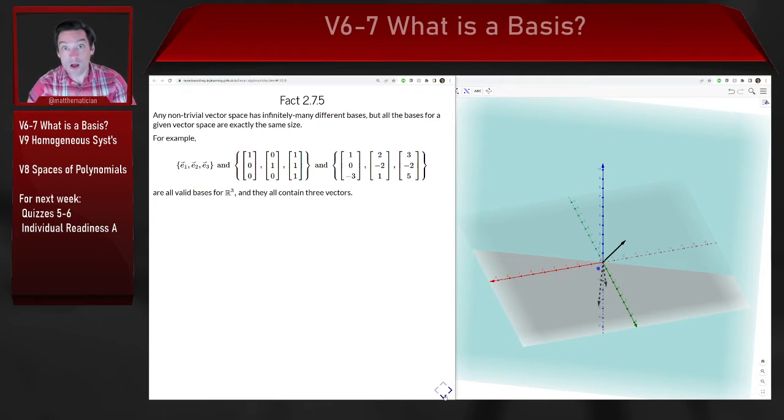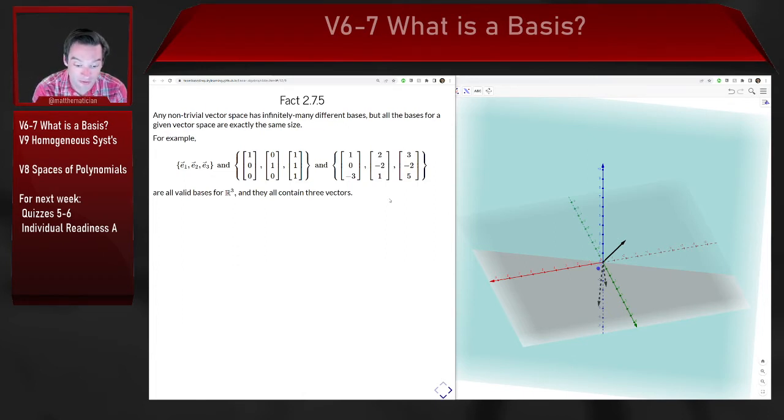But what all of the different bases for a given vector space share in common is that they all have the same number of vectors in them. Any basis for R3 is going to have 3 vectors in it, whether those 3 vectors are the friendly standard basis or whether there's some other nasty collection of 3 vectors. The important thing is that it has 3 vectors in it. And so that's what's called an invariant of dimension.